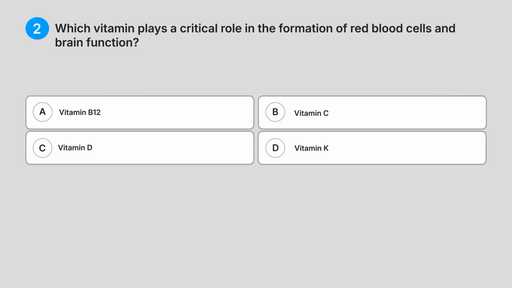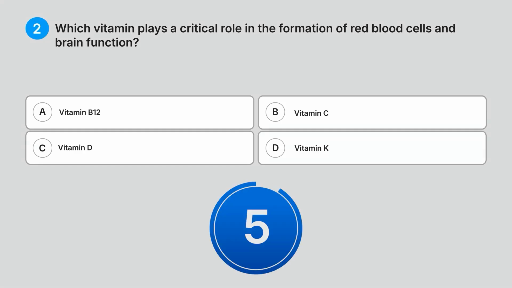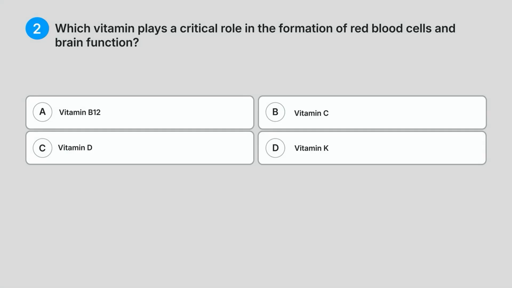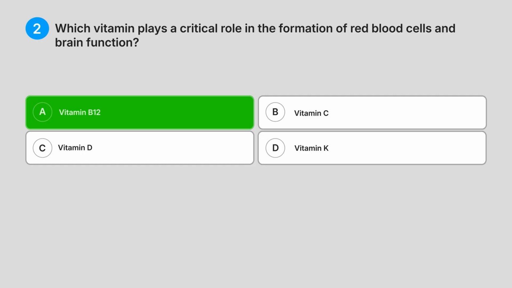2. Which vitamin plays a critical role in the formation of red blood cells and brain function? A. Vitamin B12. B. Vitamin C. C. Vitamin D. D. Vitamin K. Can you guess the answer? Correct answer, A. Vitamin B12.